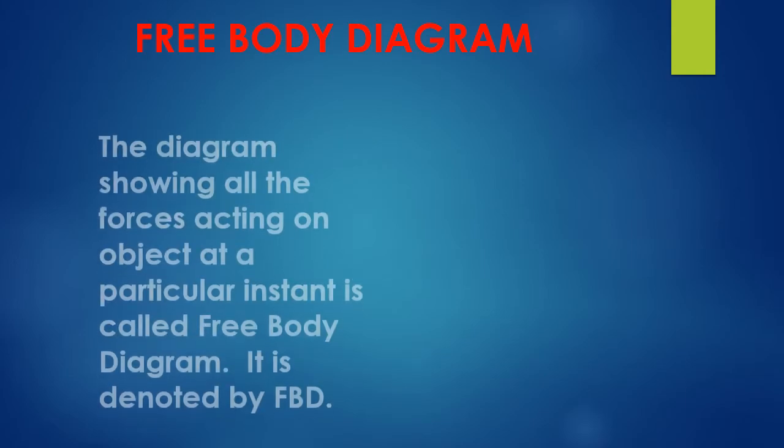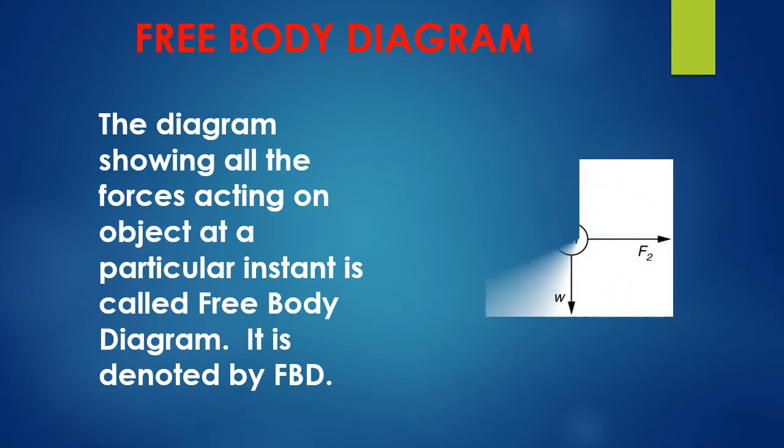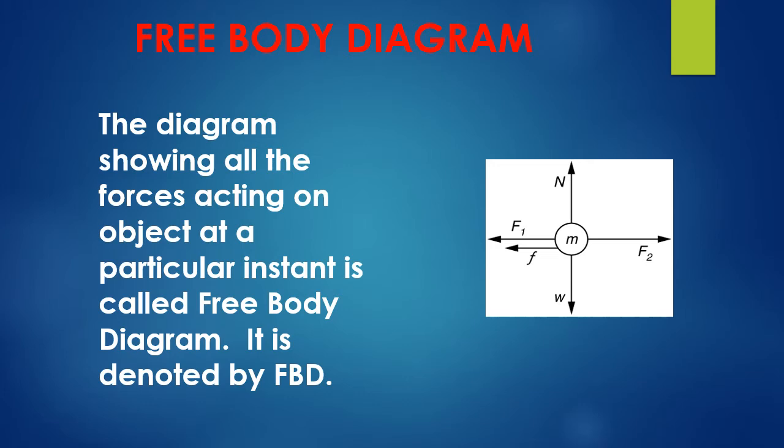Students, what is a free body diagram? The diagram showing all the forces acting on an object at a particular instant is called a free body diagram. It is denoted by FBD. That means a diagram which shows all the forces acting on it is called a free body diagram.